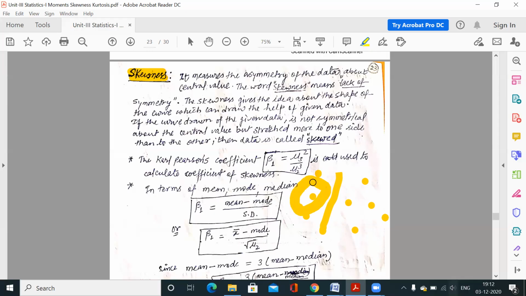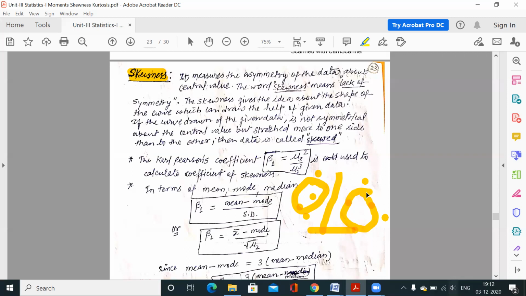When we observe the left hand side and right hand side of the data points, we say that there is symmetry in the data points. We have an equal number of data points on the left hand side as well as on the right hand side.